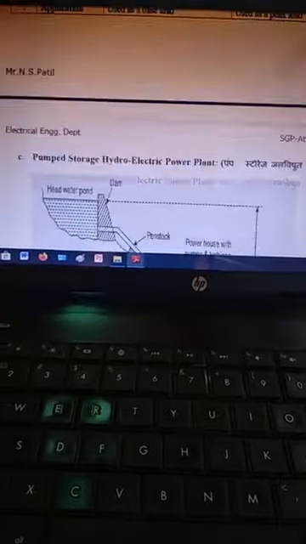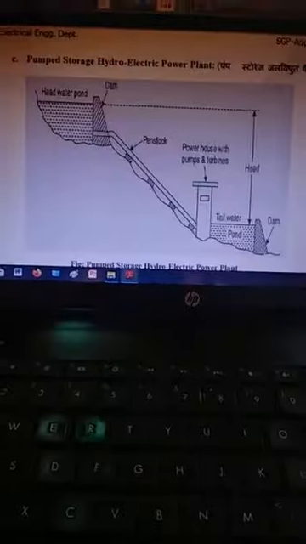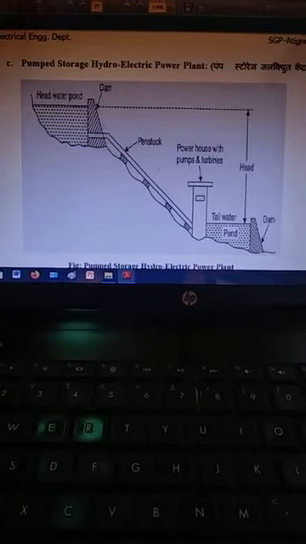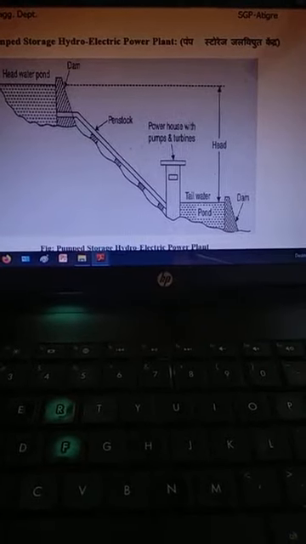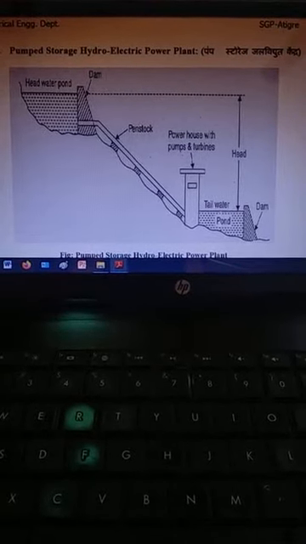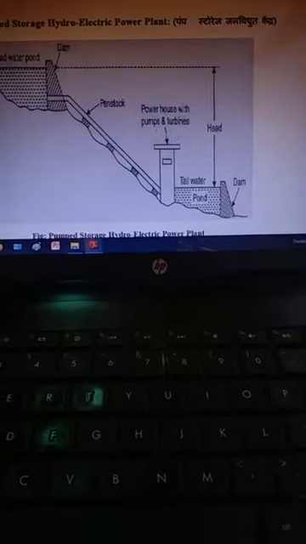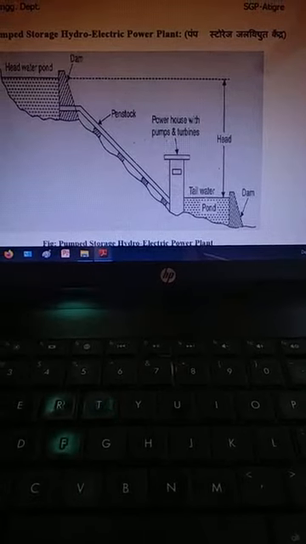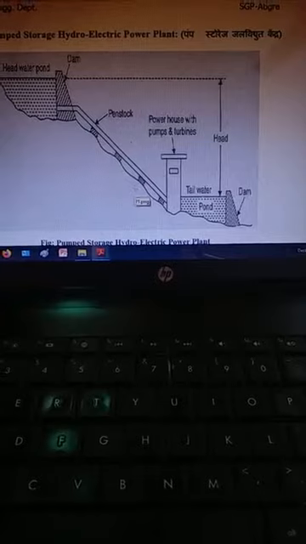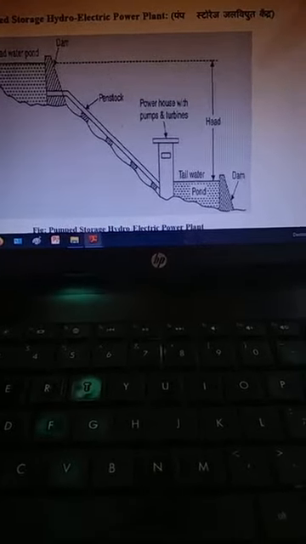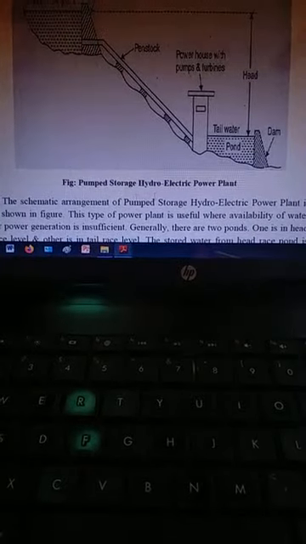And then there is a systematic diagram of this pumped storage hydroelectric power plant. Here you can see the head race or this dam, this penstock, and this is a powerhouse with pump and turbine. So the pump is also coupled with the turbine here. The pump runs on the basis of electricity produced by the generator. So this is the schematic view of the pumped storage hydroelectric power plant.